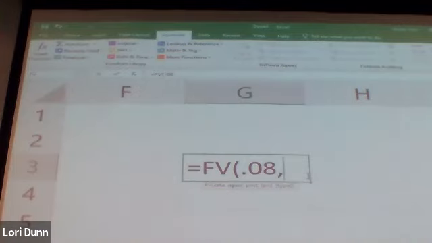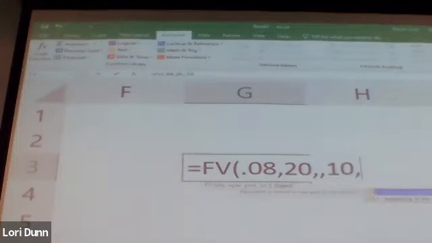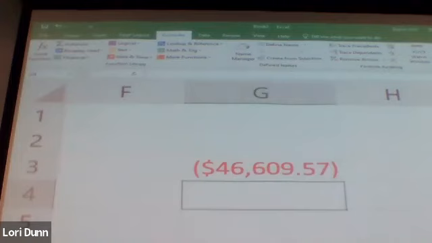Then they want to know the number of periods. I don't know if you can see, it says NPER. That's the number of compounding periods, so that'll be 20. PMT, we ignore that. You don't have to put a 0 or anything, just put another comma. And then present value, 10,000. Don't put a comma there because it'll read it as part of the formula. Close it, and there's your answer.